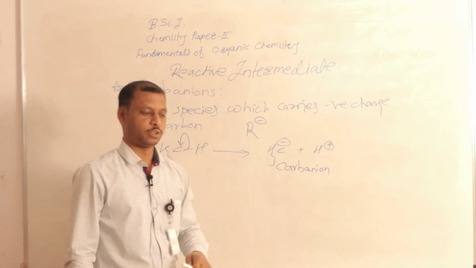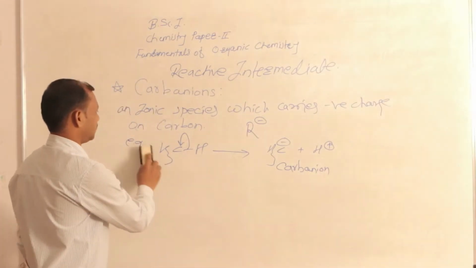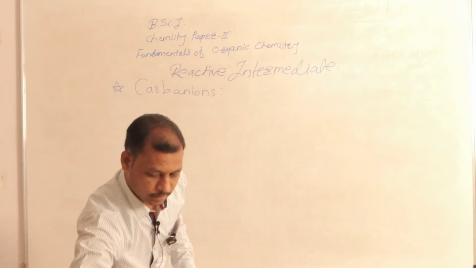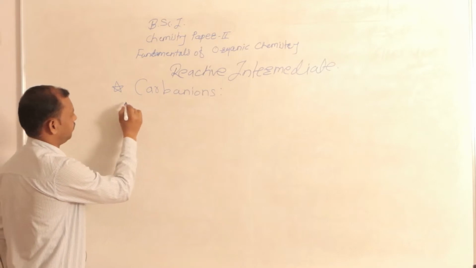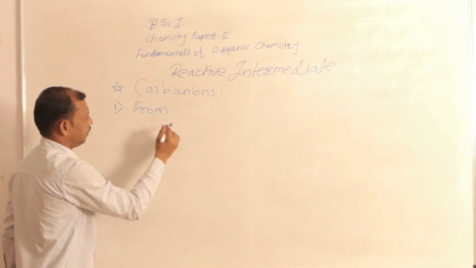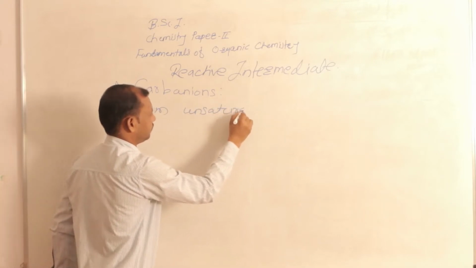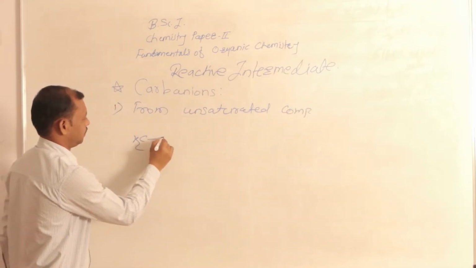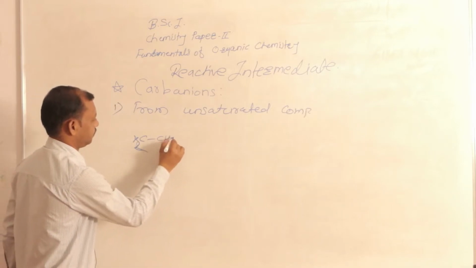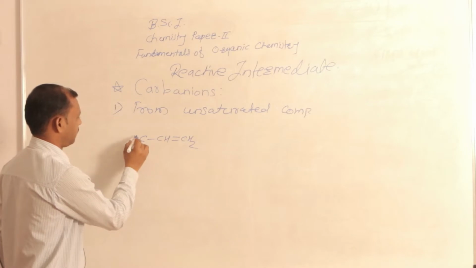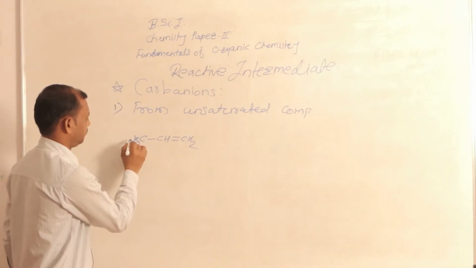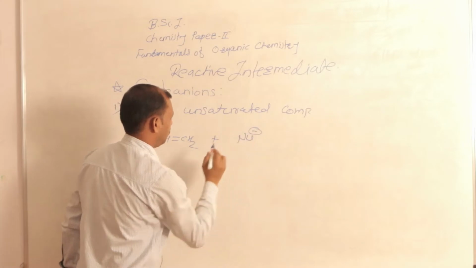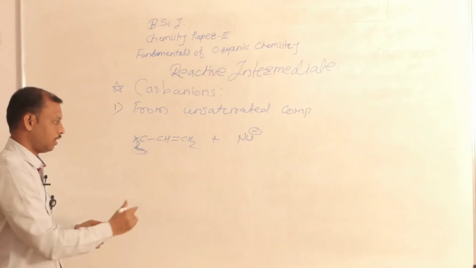So we want to see the methods of generation of carbanions. So the first method of generation of carbanion is from unsaturated compounds. Now this CH3, CH double bond, CH2 is the unsaturated compound.